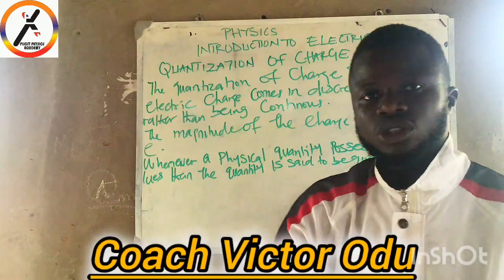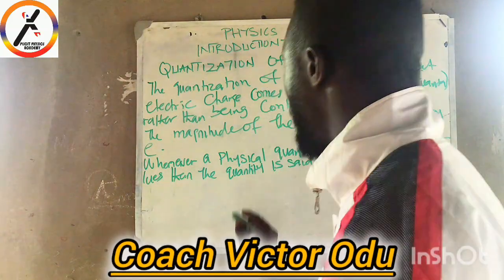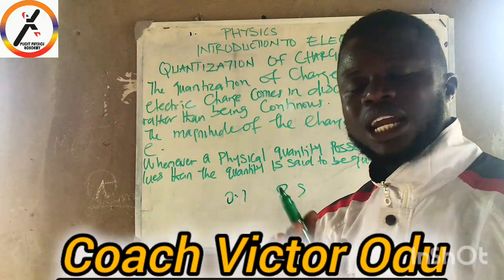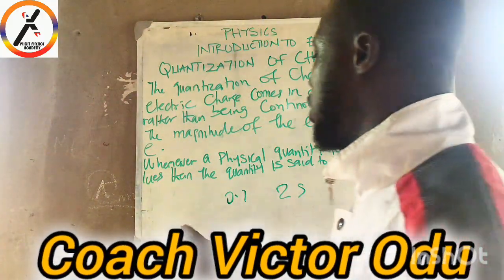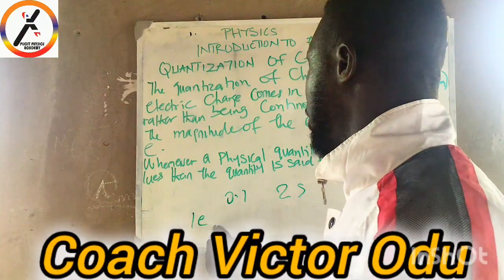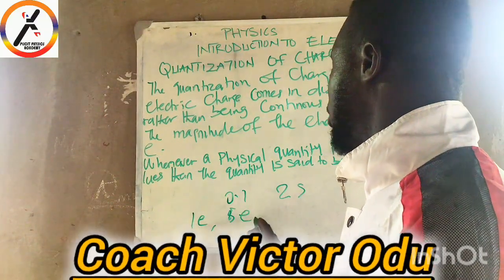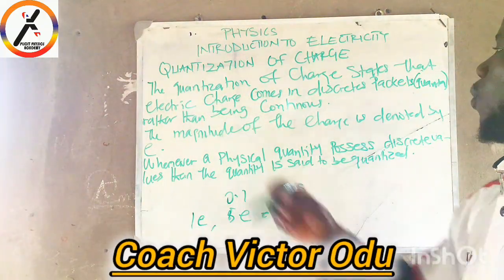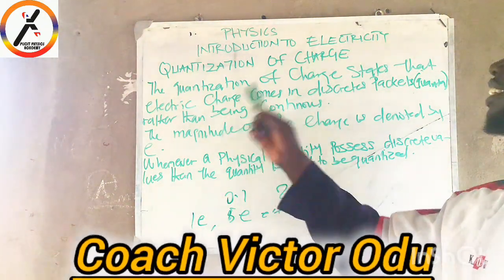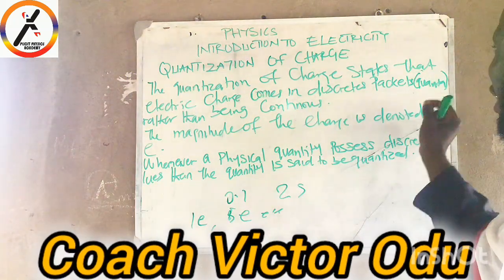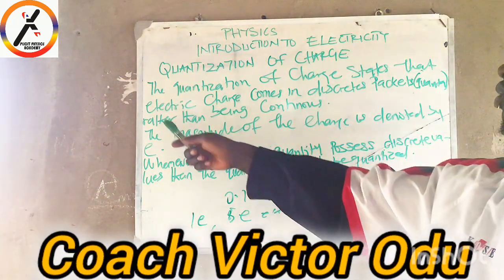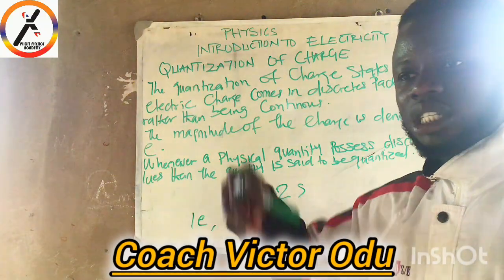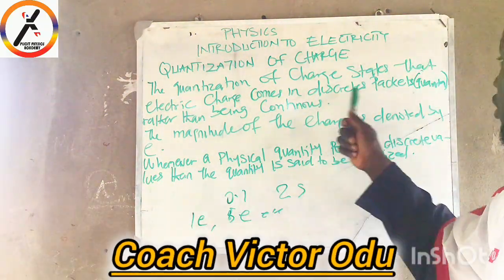It's not continuous. So what that means is that charge cannot be found as 0.1 charge or 2.5. Electric charges are quantized. It means you will point to this as 1 electron, 5 electrons, and so on. That means they are quantized. So from the board, the quantization of charge states that electric charge comes in discrete packets, that is quanta, rather than being continuous.